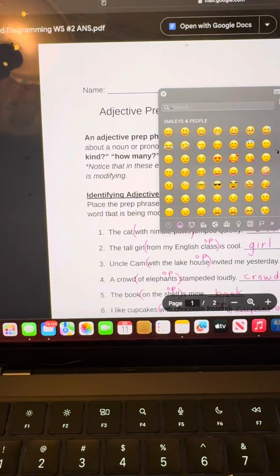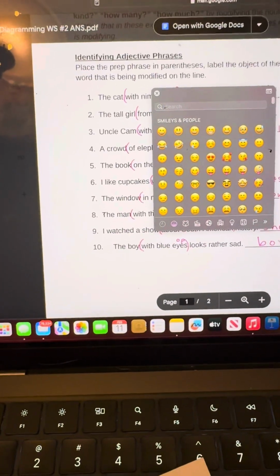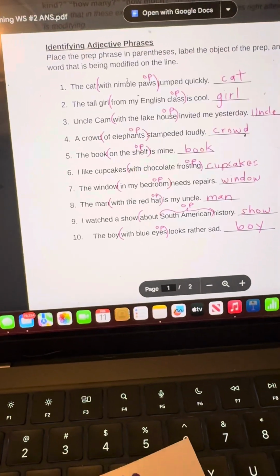Sorry, hold on one second. I don't know why there's a bunch of emojis right here. Okay, here we go.